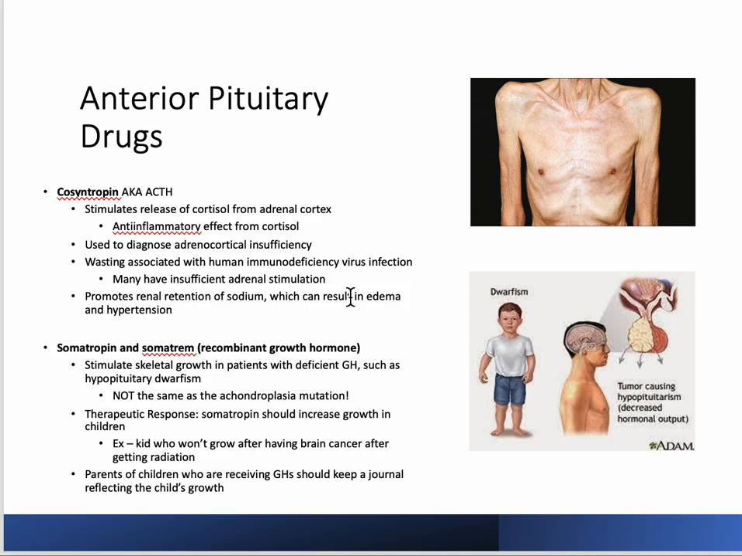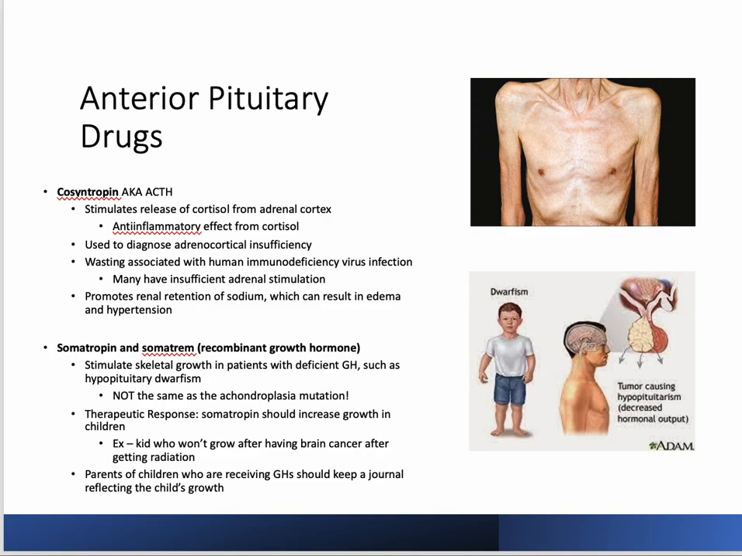A couple of medications that we have. Now, these are synthetic ACTH and synthetic growth hormone. So cosyntropin is synthetic ACTH, and we know that ACTH stimulates the release of cortisol from the adrenal cortex, okay? And we don't usually give people cosyntropin because it's an injection. And so if their adrenal glands aren't working, then we generally just give them the steroids, the glucocorticoids and the mineral corticoids that they need.